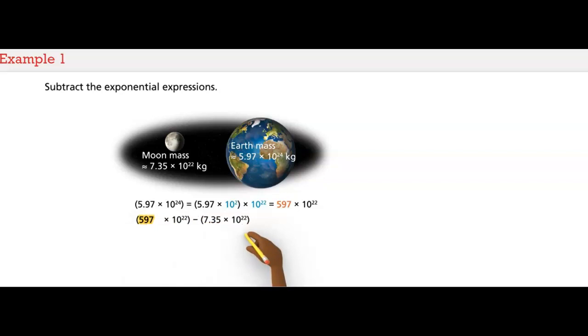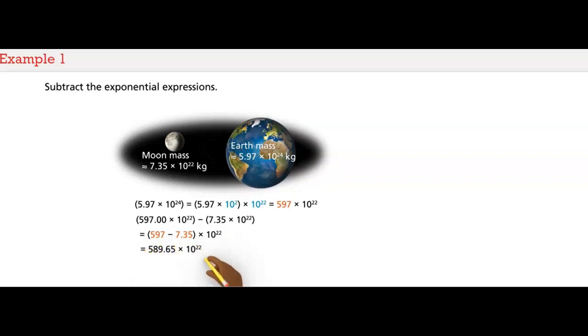We don't know what the next two digits of this number are. We can assume they are zeros, and our answer will be reasonably accurate. The difference is the quantity 597 minus 7.35 times 10 to the 22nd power, or 589.65 times 10 to the 22nd power.